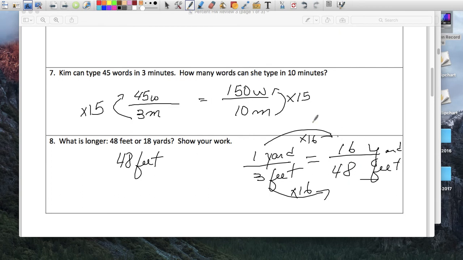Wait, what am I doing? I'm changing the feet. Okay, so 48 feet in yards is the same thing as 16 yards. So I have 16 yards over here and have 18 yards, which is longer, of course, the 18 yards. So 48 feet is a little bit shorter than 18 yards.